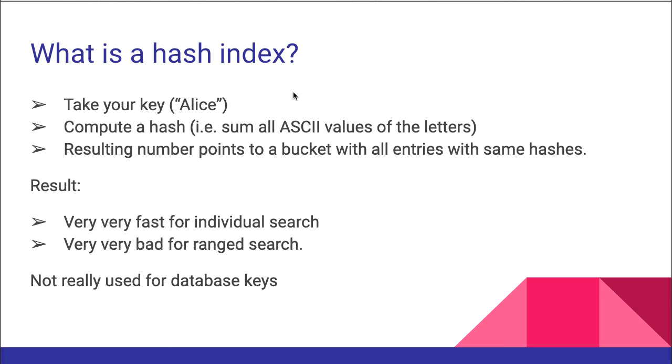So if I just want to find one thing, hash indexes are super fast. If I want to find a range, they're really, really bad. And that's why they're not really used for database keys. That's just a different example of a way you can index data that is commonly used, but not so much in databases because it doesn't fit a lot of use cases in databases.